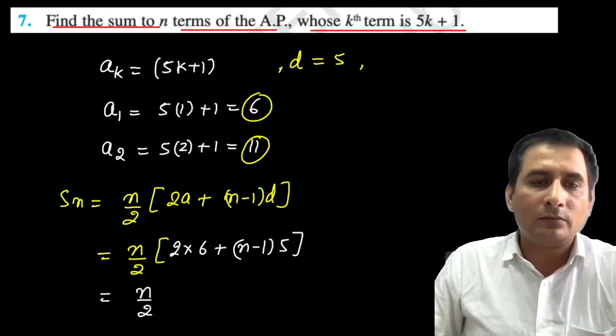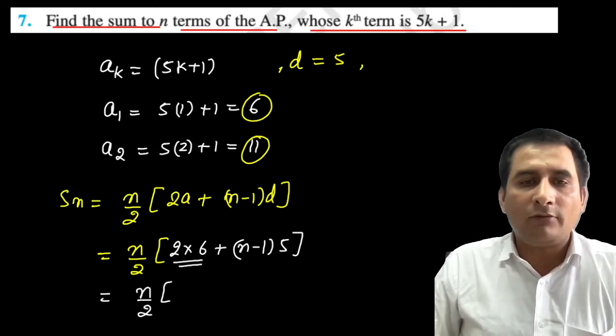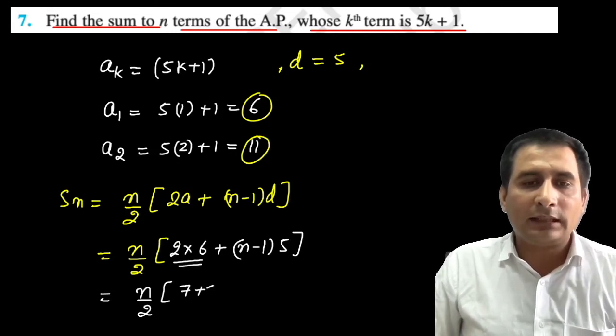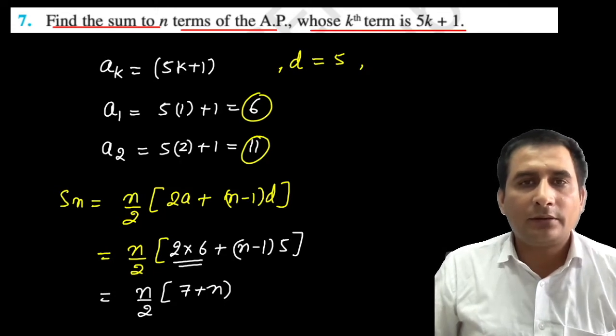So it's n by 2 and 6 to the 12 minus 5 is 7 plus n. So this is the answer in this case, right?